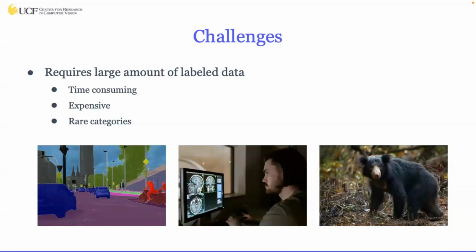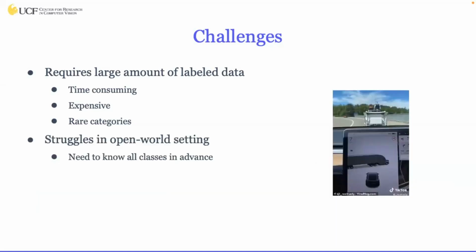encounter every day. In parallel to that, these models struggle in open world settings because they need to know all classes in advance. For instance, if we look at this image, we see that there is a horse carriage on the highway, but the autonomous vehicle is detecting it as a semi-truck. And this is expected because nobody would expect a horse carriage on the highway.